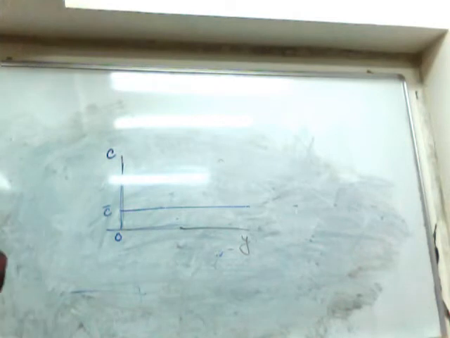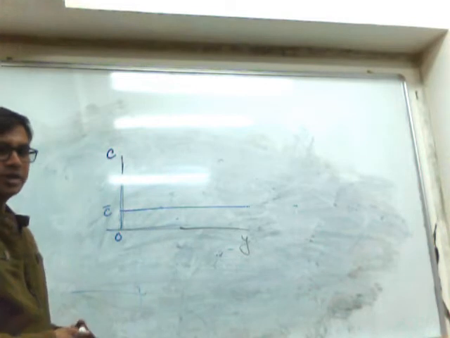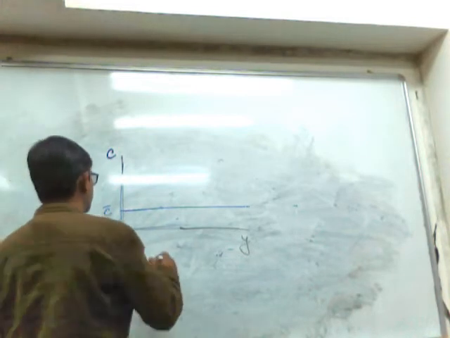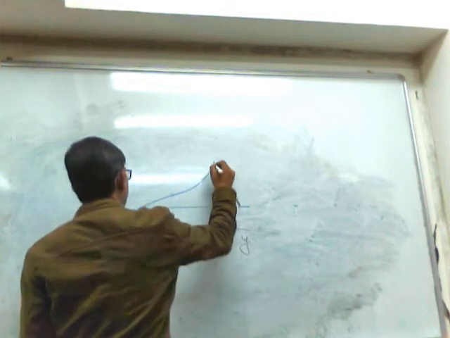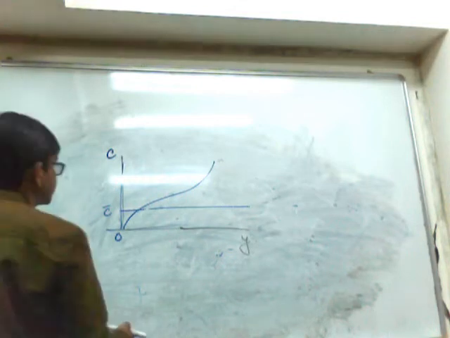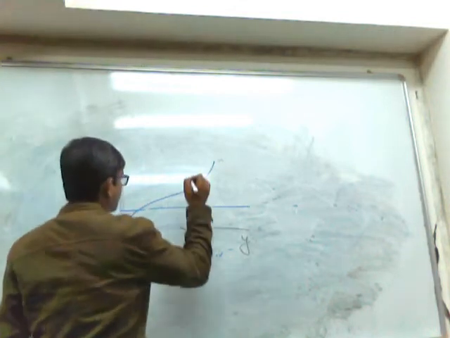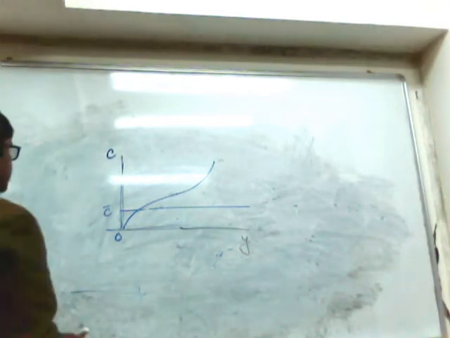And as per the traditional cost theory, the variable cost of production will be represented by this curve. The standard cost theory says that total variable cost initially increases at a diminishing rate up to the point of inflection, and after that it will increase at an increasing rate.